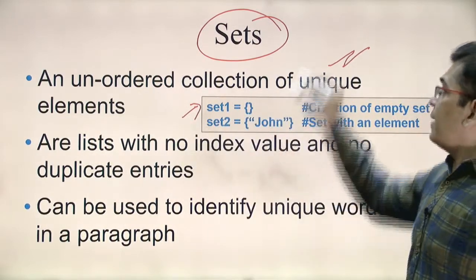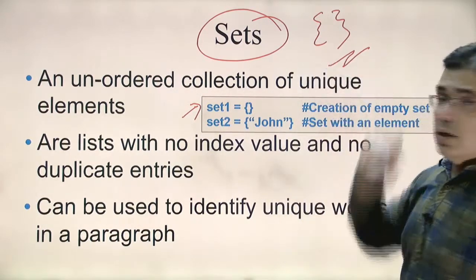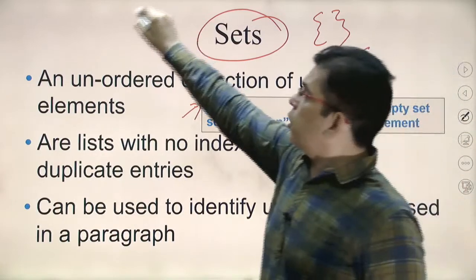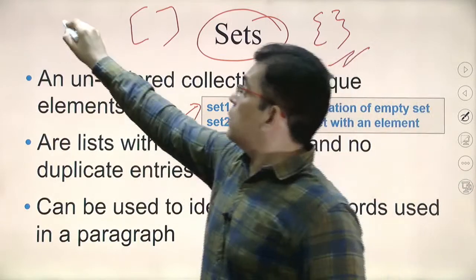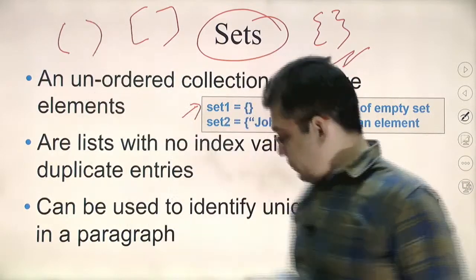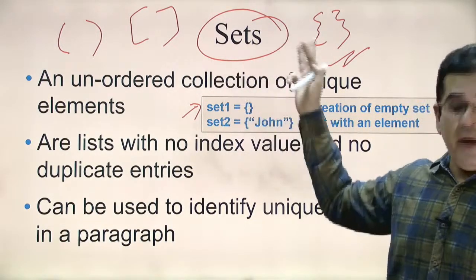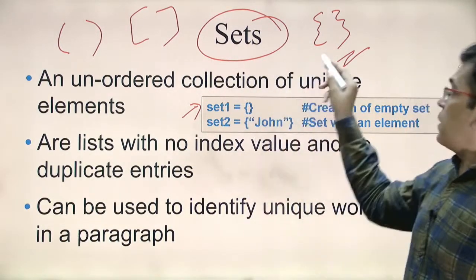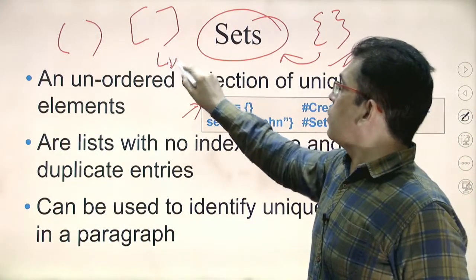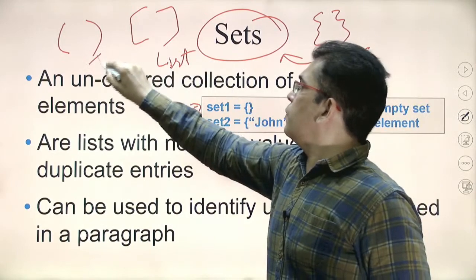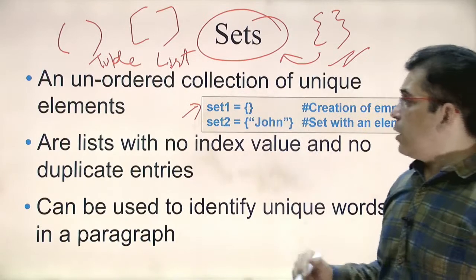Set 1, then curly braces. Now a third kind of bracket came here. For set, curly braces are required. For list, square brackets are required. For tuples, simple brackets are required. So three kinds of brackets are shown here: curly braces, which are used for set, square brackets for list, and simple brackets for tuple. So these three kinds of brackets are required.